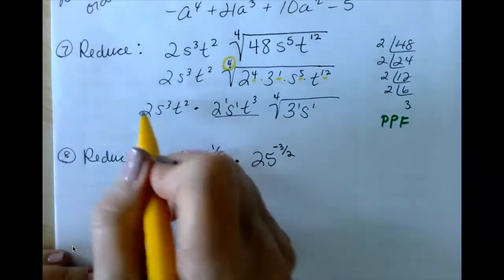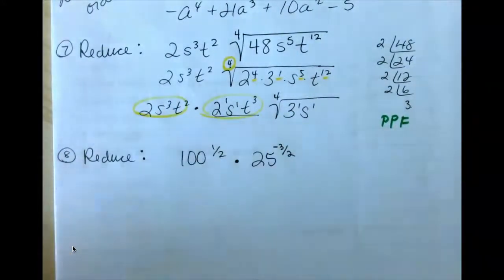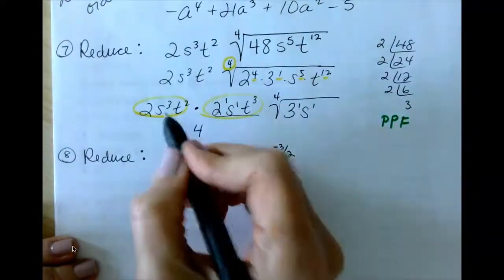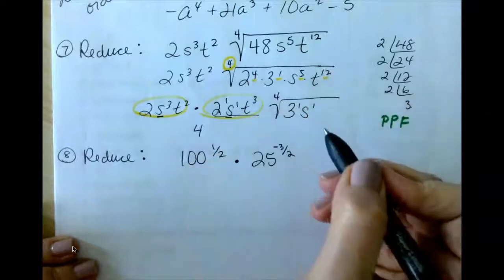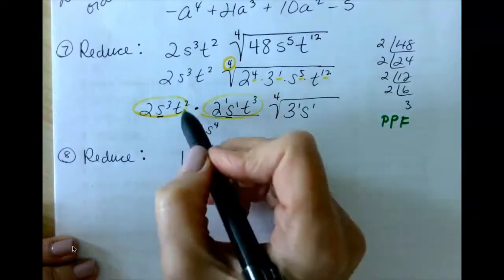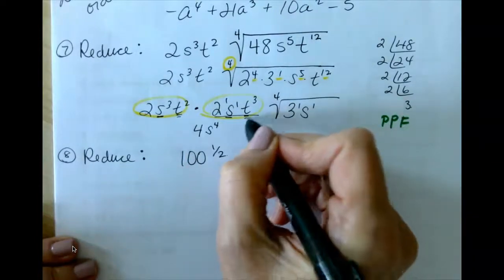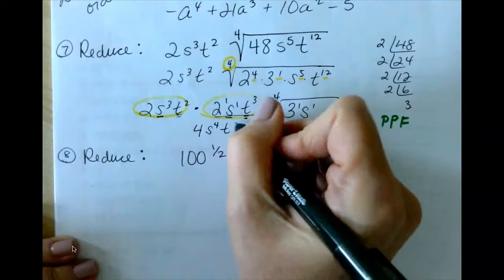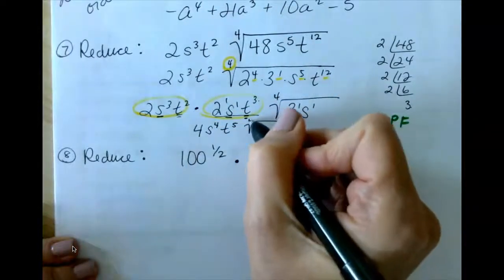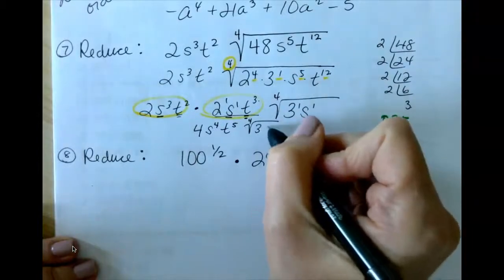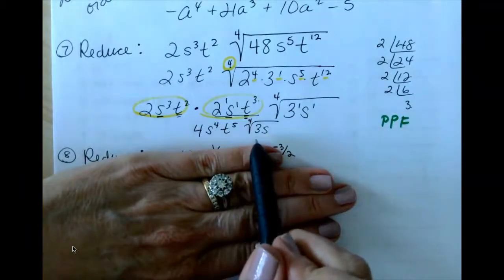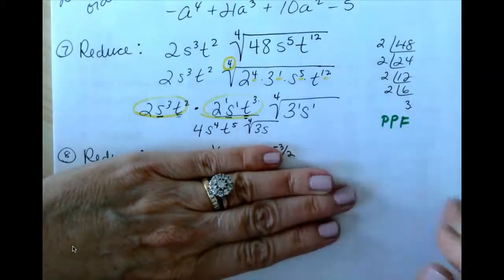So now we're going to multiply together what's out front. So 2 times 2 is 4. s to the third times s to the first is s to the fourth. Add the exponents there. t squared times t cubed is t to the fifth. Add the exponents. And then underneath the radical remains the 3s. So there is your final simplified result for this radical expression.